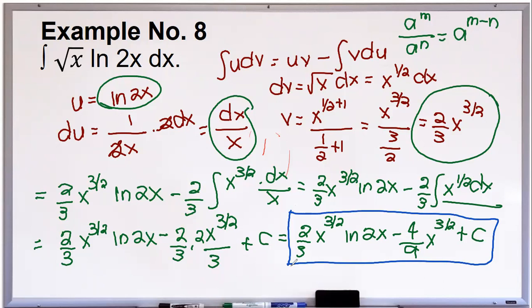So, pwede mo naman gawing in terms of radicals yan. So, ganito, kung gagawin mong radical yan, para yung sa given, so this will be 2/3. Okay, so square root of x cubed ln of 2x, parehas lang naman yan, minus 4 over 9. Okay, so square root of x cubed. Parehas lang yan.